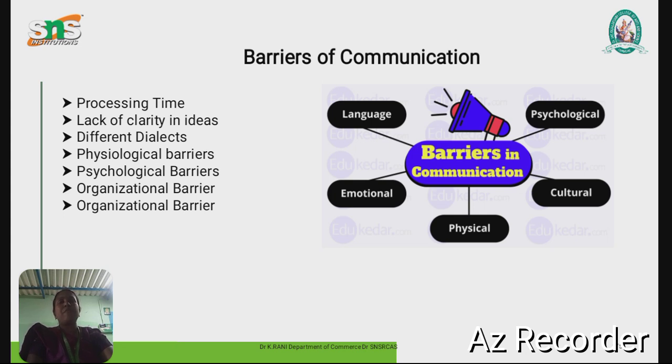Cultural barrier. When people belonging to different cultures communicate with each other, there is a high chance of difficulty in proper communication. The reason is simple. Certain words, terms and gestures may mean something different in two cultures. A word may even have an inappropriate meaning in the other culture.